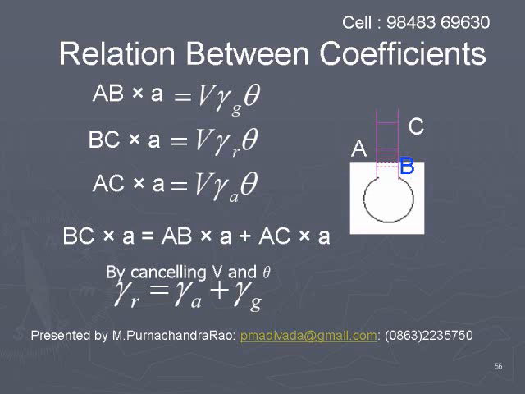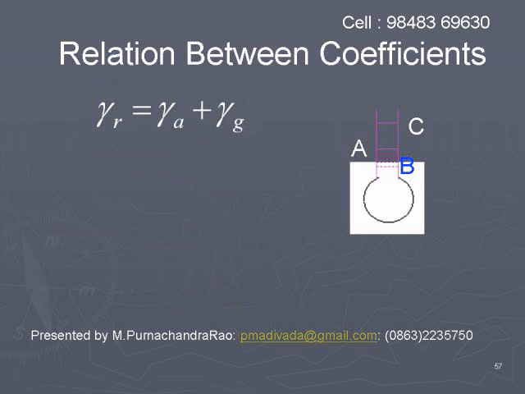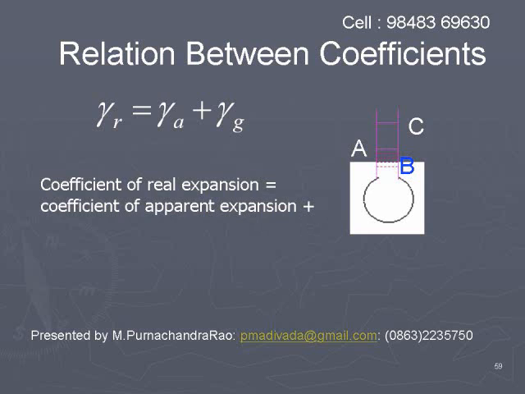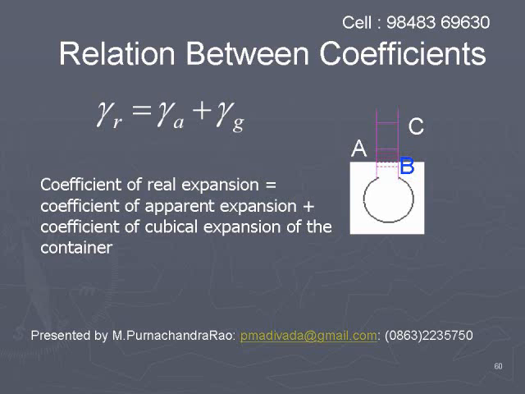By substituting the values of BC into A, AB into A and AC into A, we can cancel V and theta since they are present in all the terms. Hence, we will be left with the relation gamma r is equal to gamma a plus gamma g. That means, the coefficient of real expansion of the liquid is equal to the coefficient of apparent expansion of the liquid plus the coefficient of cubical expansion of the container.